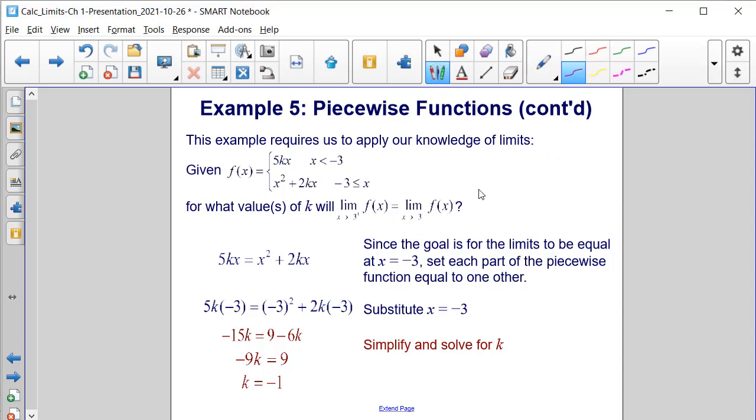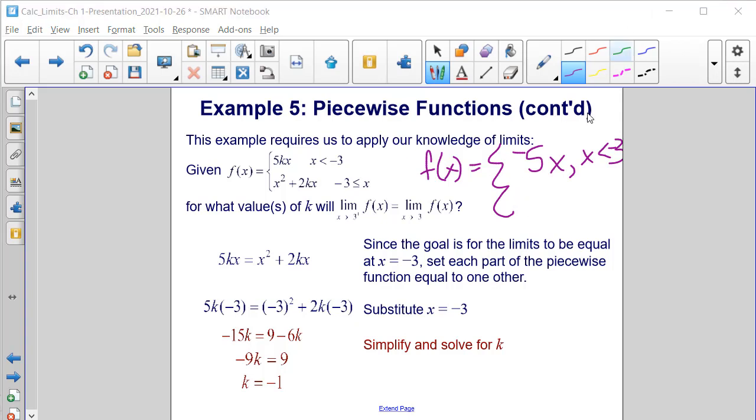This means that the piecewise function will be written as f of x is equal to -5x for x values less than -3, and it's written as x squared minus 2x for x values greater than or equal to -3. And the reason why this became a minus 2x is because k is -1. When it's plus 2kx, 2 times -1 is -2.